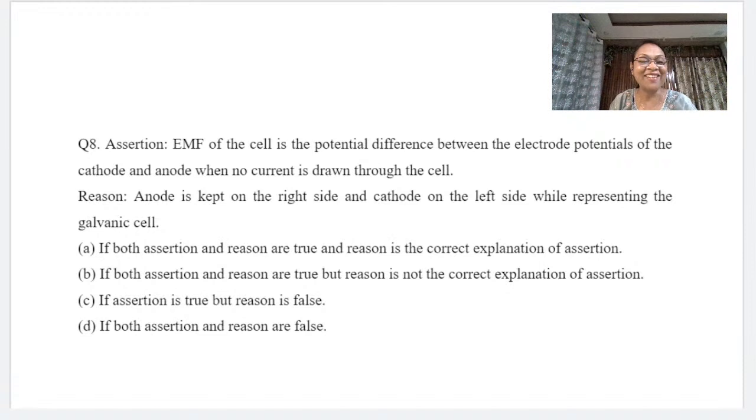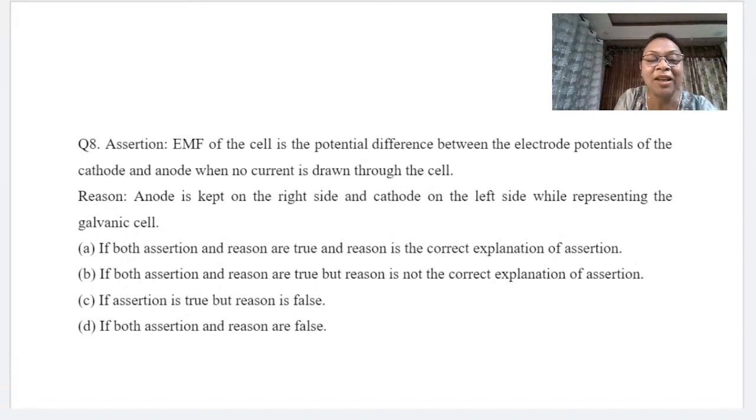Assertion reason. Wow, those are nice questions. So let's see. EMF, electromotive force of the cell, is the potential difference between the electrode potentials of the cathode and the anode when no current is drawn through the cell. So obviously the assertion is right. Next, anode is kept on the right side and cathode on the left side while representing the galvanic cell.